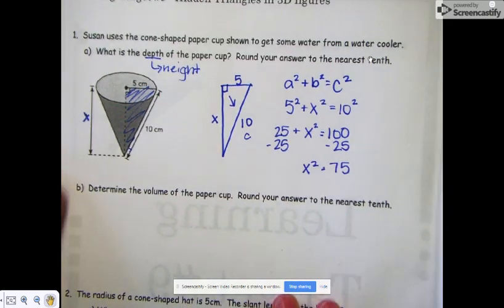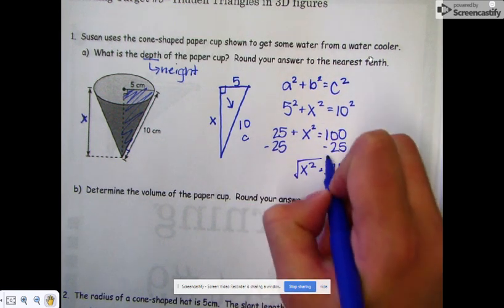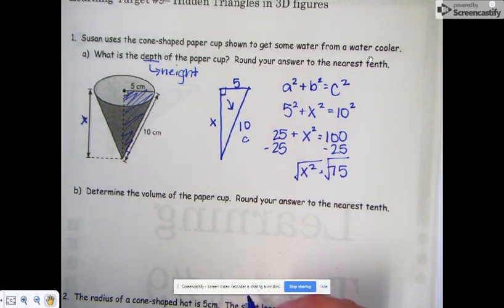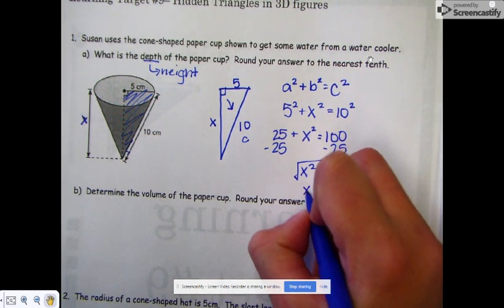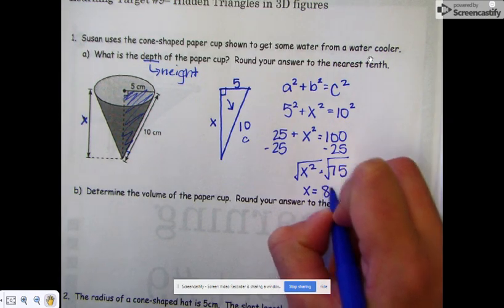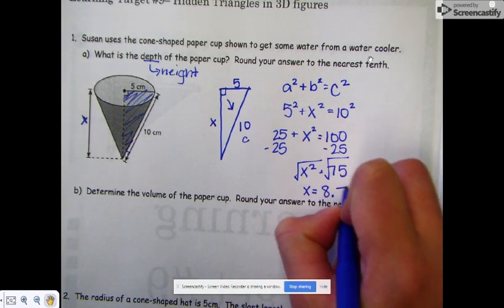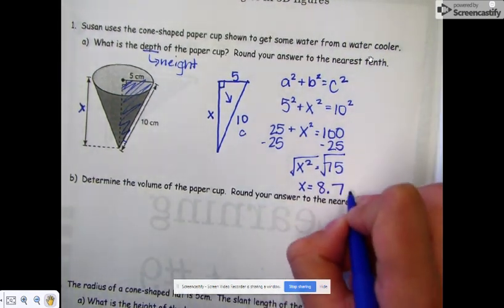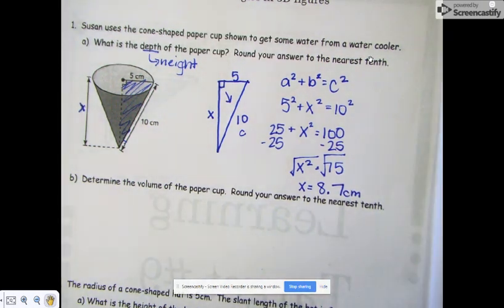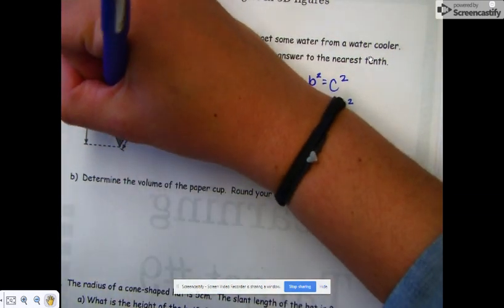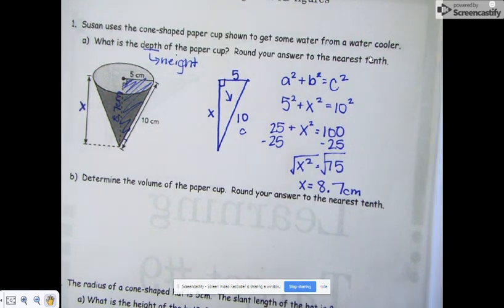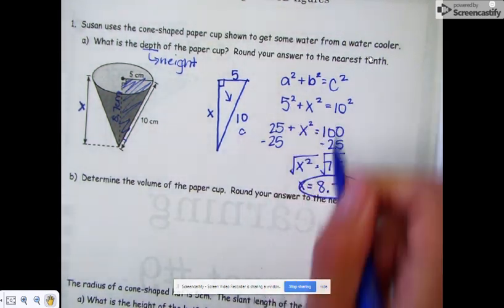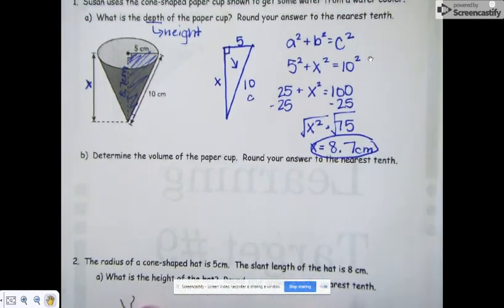And if you look at the problem, it says to round to the nearest tenth, so I'm going to take the square root of both sides. The square root of 75 is 8.7, okay, and that's in centimeters, and that is my height. That's this part of the triangle, okay? So we just use the Pythagorean theorem to figure out that part, okay?